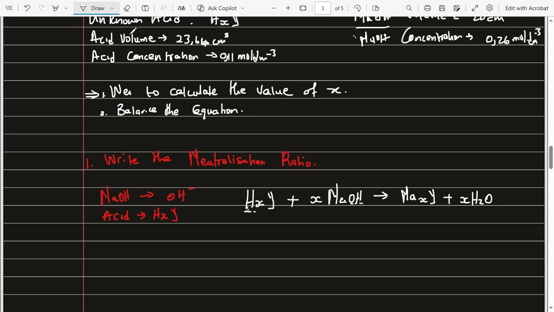I hope you understand. So I'm just going to try to indicate this. This H went to react with the OH to form water, and then this sodium moved from this point to that point. It becomes the Na, then we have the XY. I hope you understand how I did my equation here. So what do you notice from this equation? We can notice that the acid to the base ratio is 1 is to X.